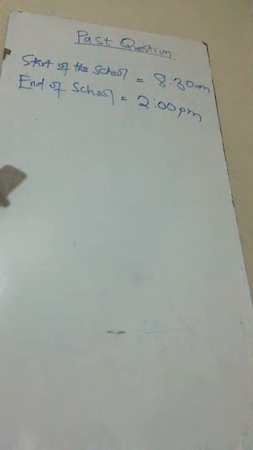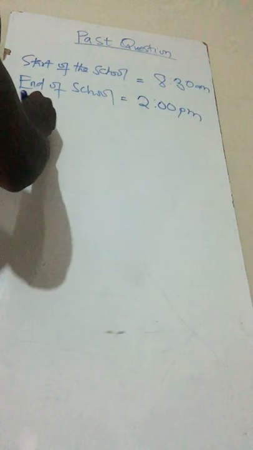Alright. So the question says, how long is the school day? Now, the school started at 8:30 a.m. and closed at 2 p.m. So how long? It means that you just have to subtract the time they started from the time they ended. I've told you this, that anytime you are subtracting an a.m. from a p.m., make sure you convert the p.m. to a GMT time. And so this 2 p.m. is the same as 14 o'clock.